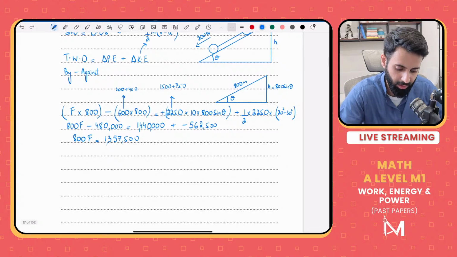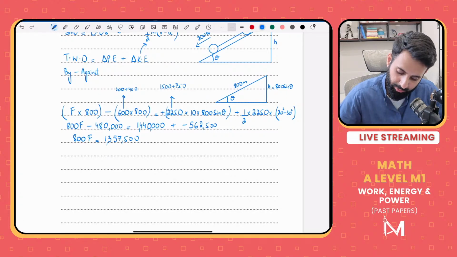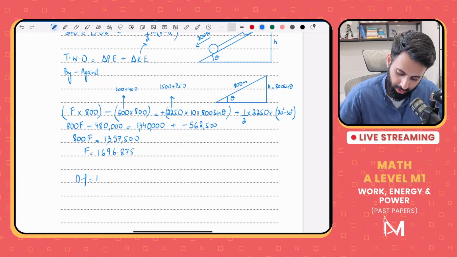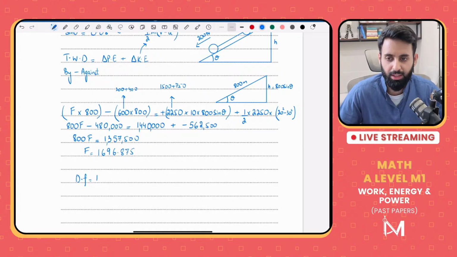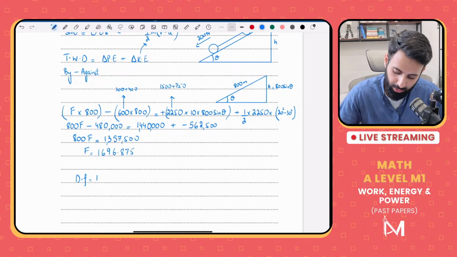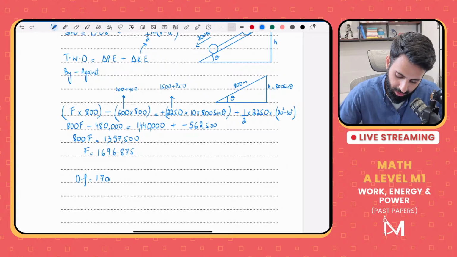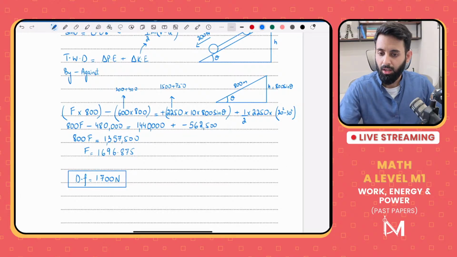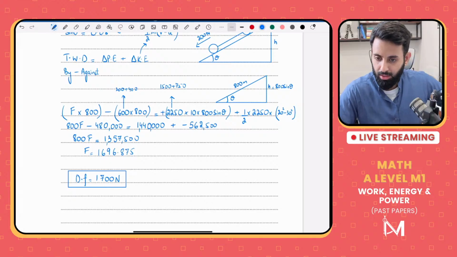They're very lengthy. Now let's divide this by 800. And when you divide by 800, you get 1696.875. That's the driving force that the question was asking for. So the driving force, you can leave it as it is, or you can round. In fact, it's best to leave it as it is because it's exact. But if you do round off correct to 3 significant figures, it's going to be 1700 newtons. That's it. So what do they mean by my energy method?